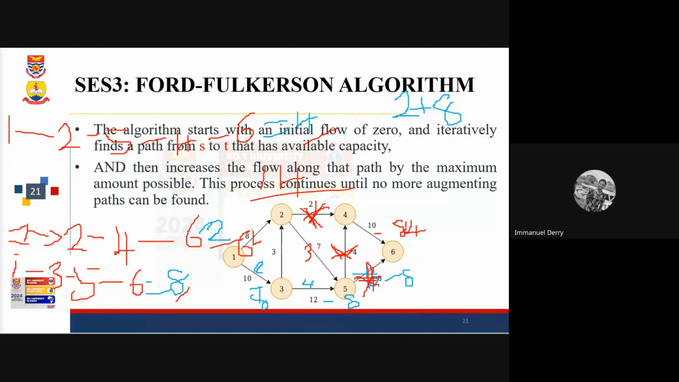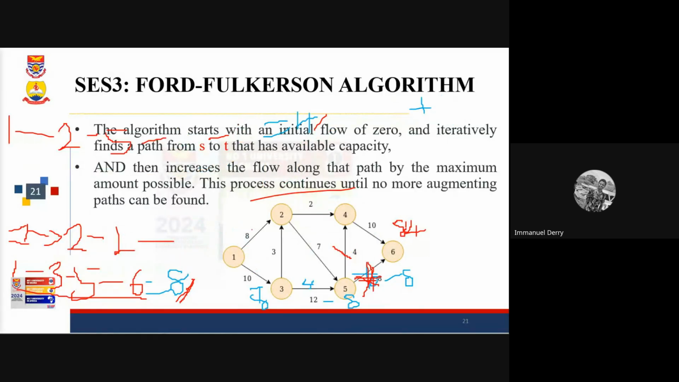So this was our first path, 1, 2, 4, 6, and the least was 2. Now the second path was 1, 3, 5, 6, and the least is 8. The third one is 1, 2, 5, 4, 6. The least is 4. So these are what we are adding to get the maximum flow value. Okay, thank you very much.